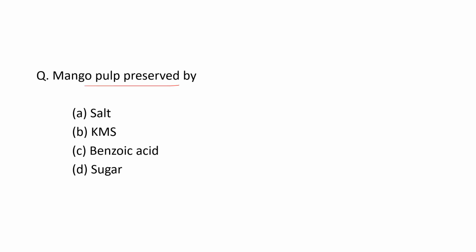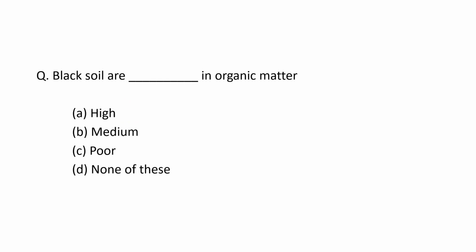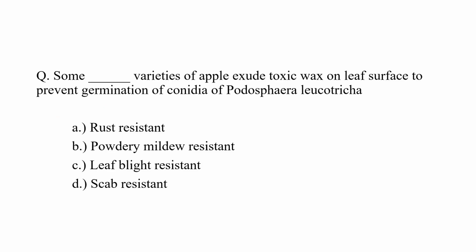Mango pulp preserved by the application of sugar. Okay. Domestic quarantine exists on. The right answer is A, wart of potato. Black soils are in organic matter. The right option is A, high.